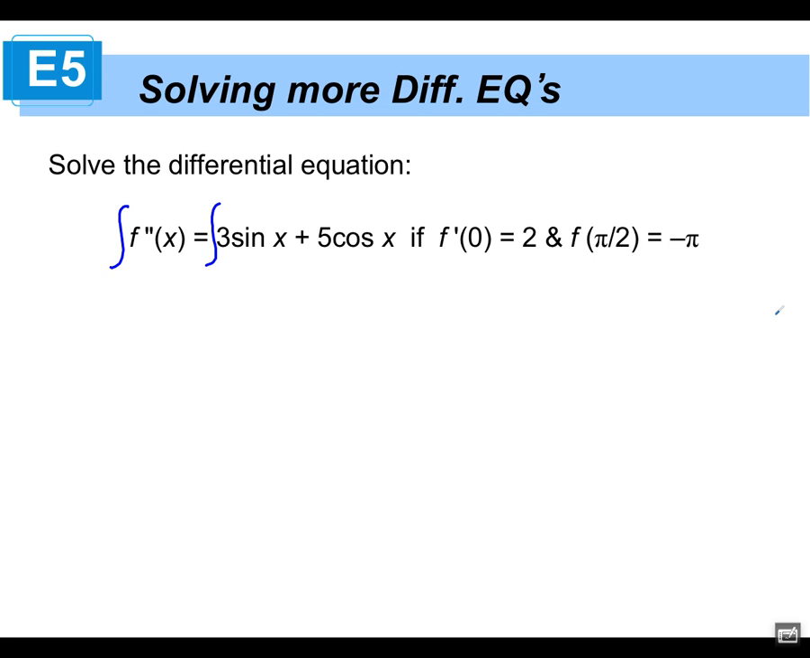Okay, how we doing? Making progress? Okay. What's the antiderivative of f double prime? F prime of x. What's the antiderivative of 3 sine of x? Negative 3 cosine of x. Antiderivative of 5 cosine x? 5 sine x.